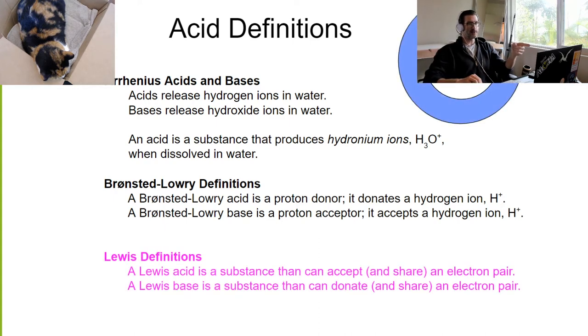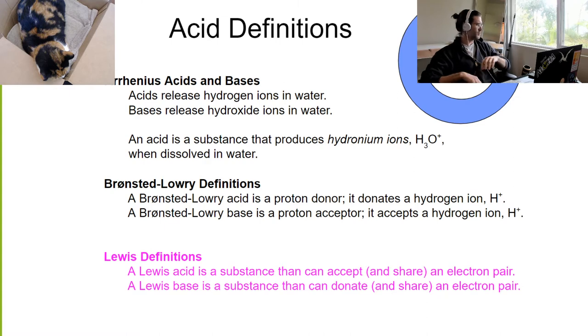The Lewis definition, which again we're going to ignore for now, deals with electron pairs, donating and accepting electrons. And it switches which is the donor and which is the acceptor from the Bronsted-Lowry definition. So Bronsted-Lowry, acids donate a proton. Lewis, acids accept electrons. Okay, we're going to forget about that. Bronsted-Lowry, acids donate a proton. Bronsted-Lowry base accepts a proton.